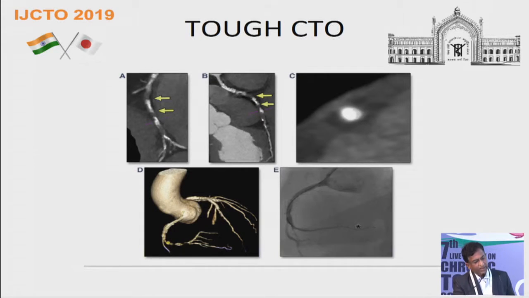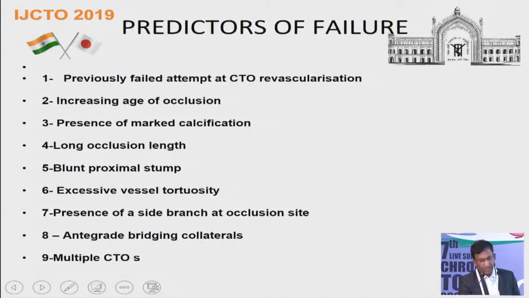And the CT is a very good investigation for looking at calcium. You look at the corner, you can see there's a circumferential calcification, and this cannot be picked up very well on a conventional angiogram. What about the predictors of failure?